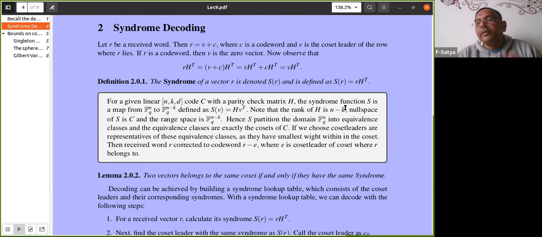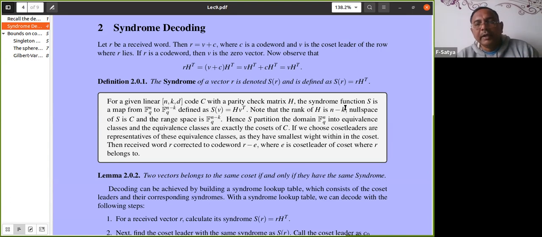Note that the rank of H is n minus k, and the null space of S is the code C. The range space is F_q^(n-k) for S, because the rank is n minus k, right? So the range space is also F_q^(n-k). That means it is an onto function.